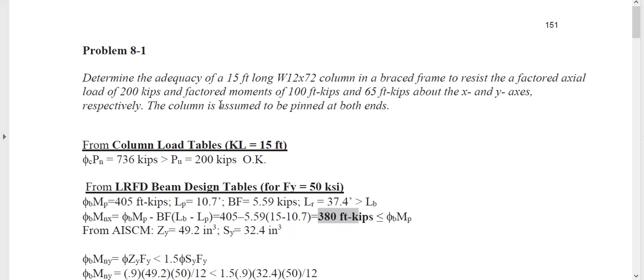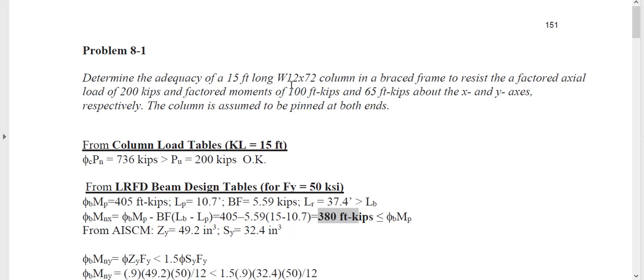The column is assumed to be pinned at both ends. So this is the column. It has axial load 200. It is factored. Yes, it is already factored. If it is not factored, you have to factor it. And then it has a factored moment of 100 kip-feet about the x-axis and 65 kip-feet about the y-axis. So it has axial load, moment about x-axis, moment about y-axis.